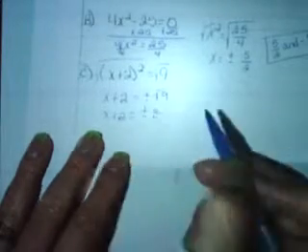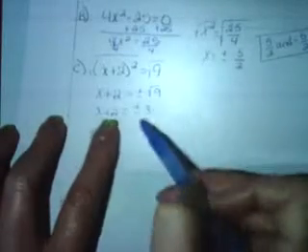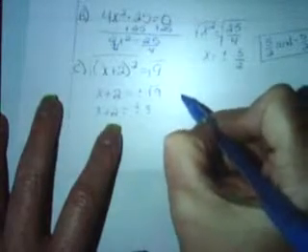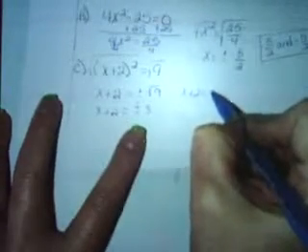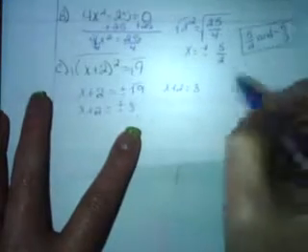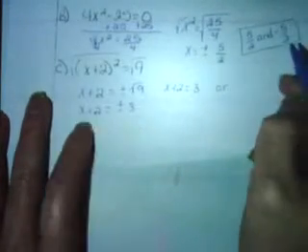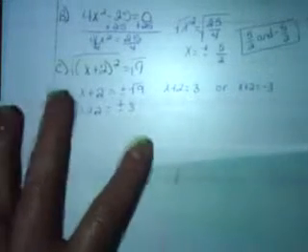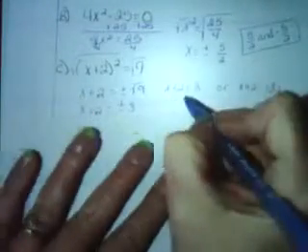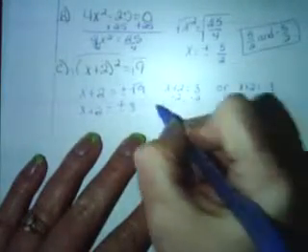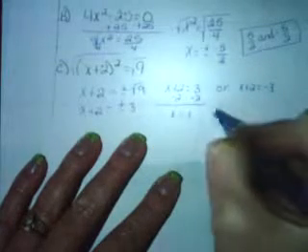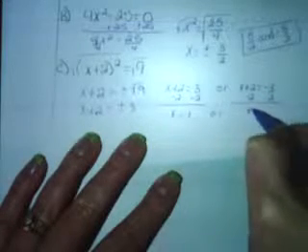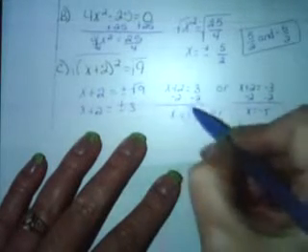3. I still don't have x by itself, so I'm going to have to break this into two different equations to solve. First equation, I'm going to have x plus 2 equals positive 3, or I'm going to have x plus 2 equals negative 3. Now I'm just going to solve for x on each side, so I'm going to subtract 2, so x equals 1, or I'm going to subtract 2, x can equal negative 5. There's my two solutions.